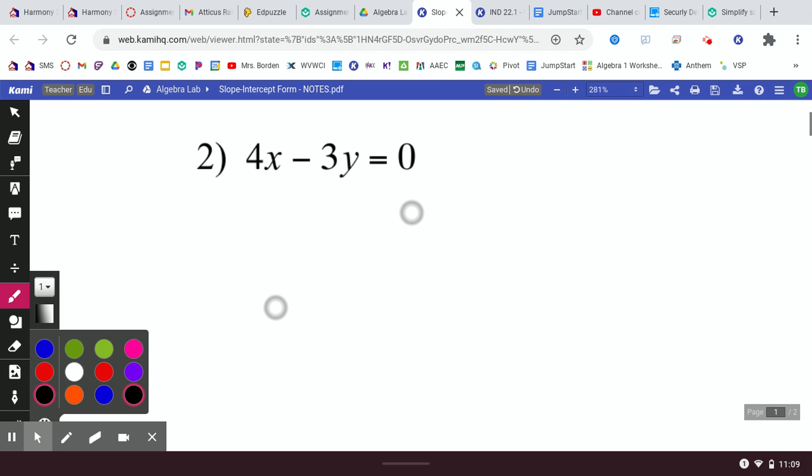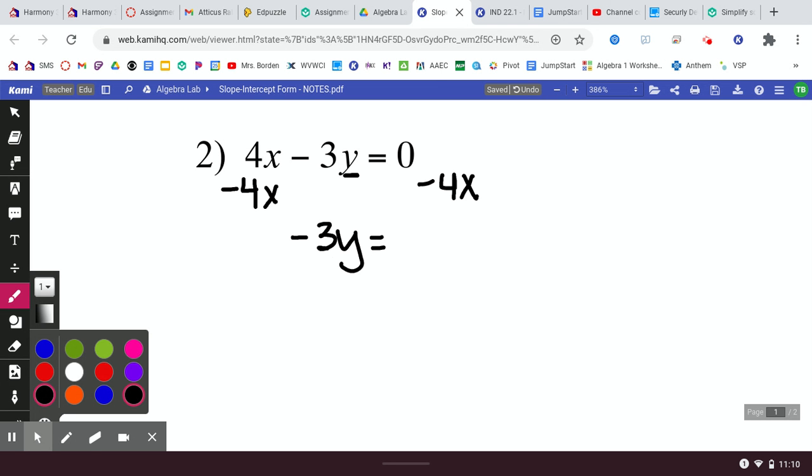Let's look at this one. Montana, what am I going to move first? Keep in mind, my goal is to solve for y, which means the x needs to go over, and then I need to divide by 3. So what do I need to move first? Good. I'm going to subtract 4x and subtract 4x, and that gives me -3y equals, and then since I want it in mx plus b, I always write the x value first.